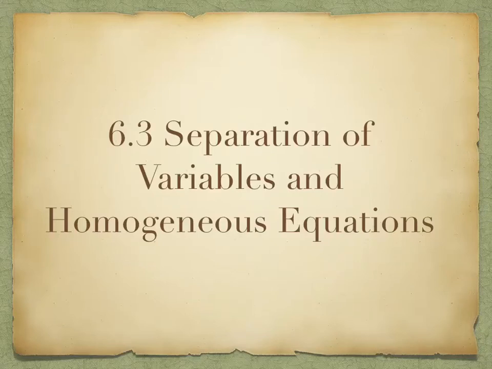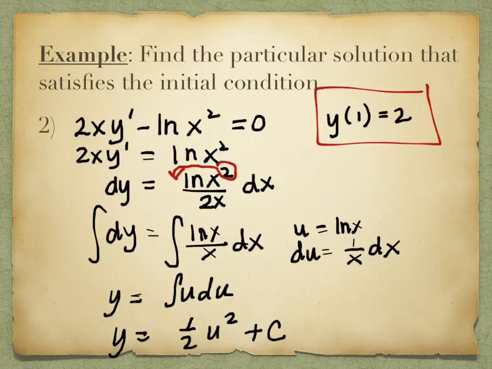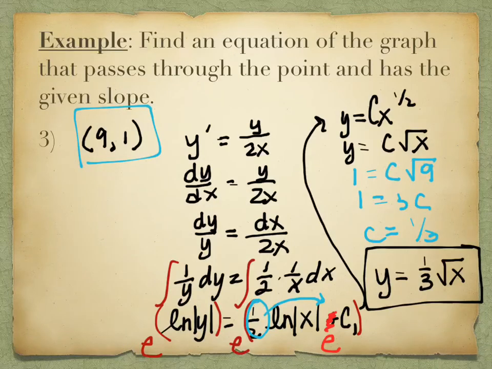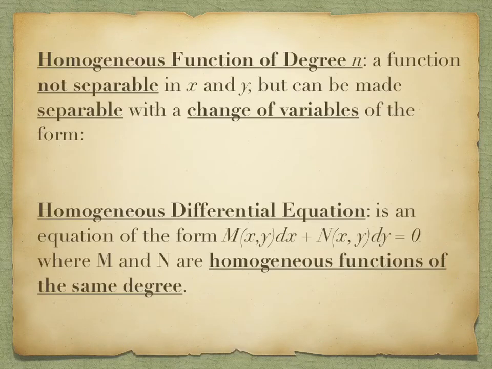All right, so picking up from last time, what we're going to be covering today is the second part of this title, which is homogeneous equations. And the first thing we have to talk about as we get to that slide is what in the world we mean by that. So a homogeneous function of degree n is a function that's not separable. Okay, if we have separable functions, we already have a way to handle them. So they're not separable in x and y, but they can be made separable with a change of variables.